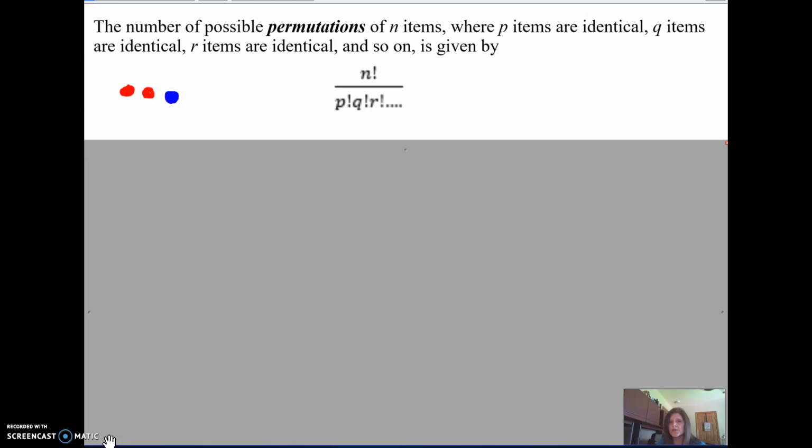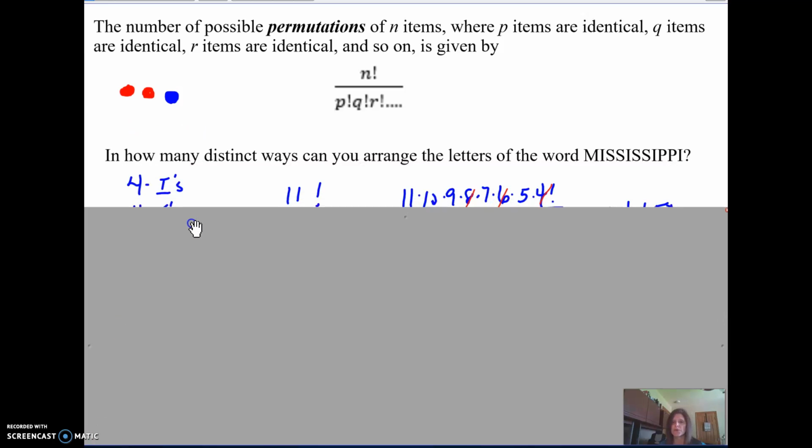So the formula for doing that, without getting into all the math background, is n factorial, the total number of things, divided by p factorial, q factorial, r factorial, where p, q, and r are the number of repeated items. So for our marbles here, it would be 3 factorial divided by 2 factorial, because there's 2 red ones. Let's take a look at another example.